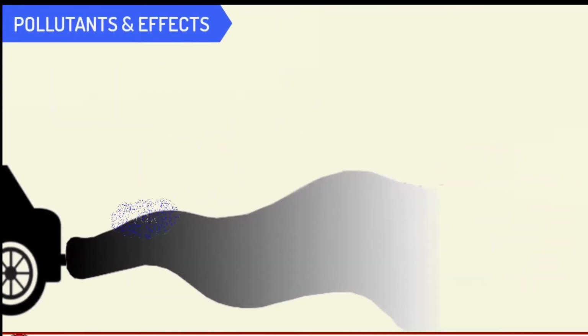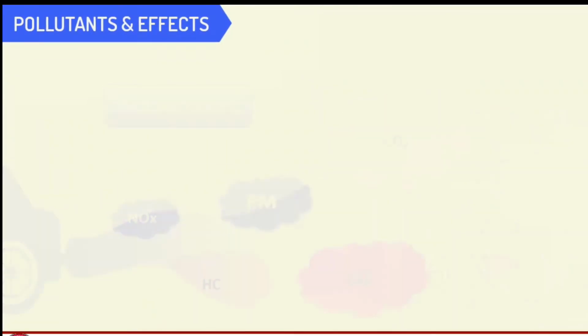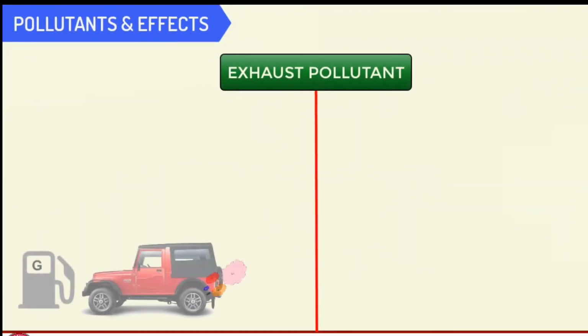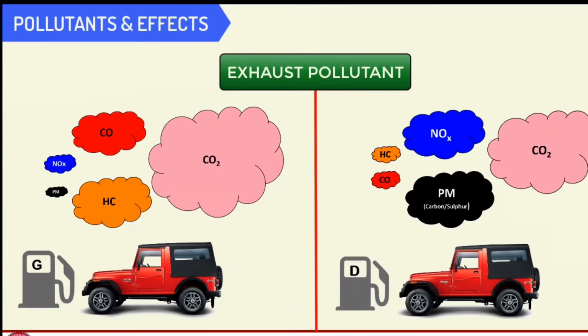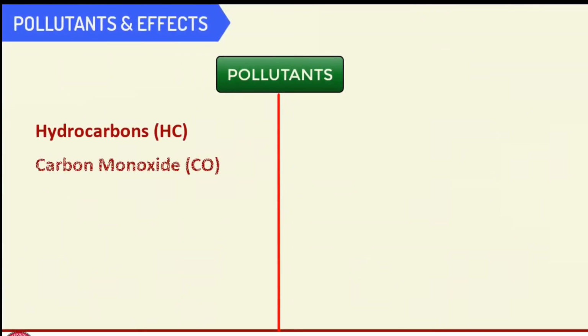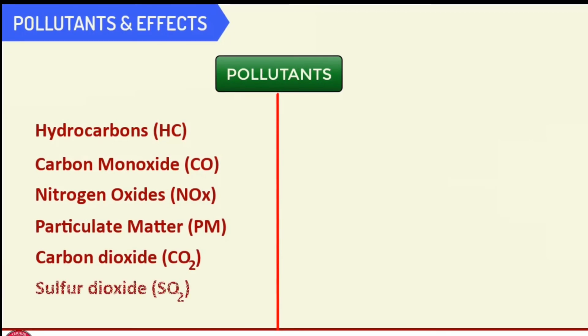Pollutants and effects. Any substance that makes the environment dirty is a pollutant. There are engine pollutants and tailpipe pollutants. In petrol, that is gasoline, and diesel vehicles, the pollutant amount may be different. The major car pollutants are hydrocarbons, that is HC, carbon monoxide, that is CO, nitrogen oxide, that is NOx, particulate matter, that is PM, carbon dioxide, that is CO2, and sulfur dioxide, that is SO2.